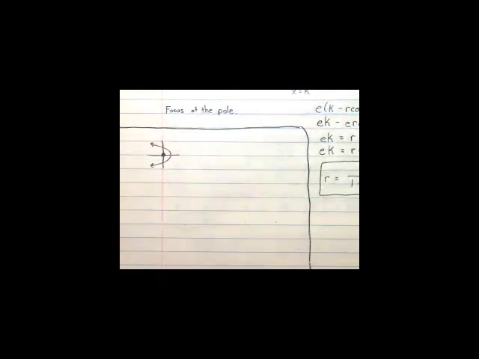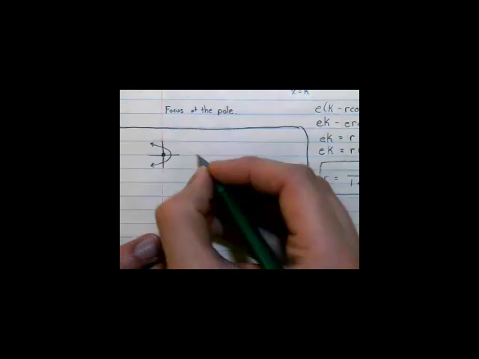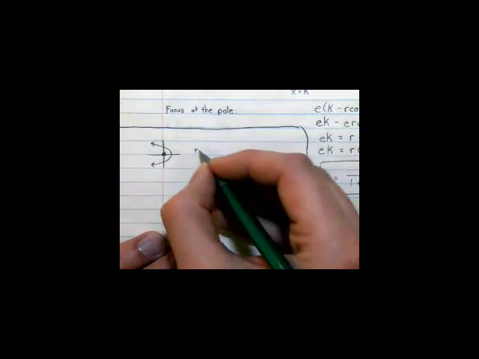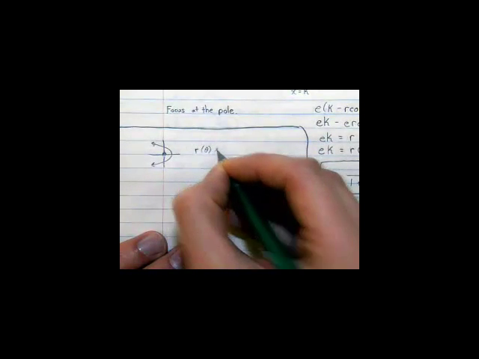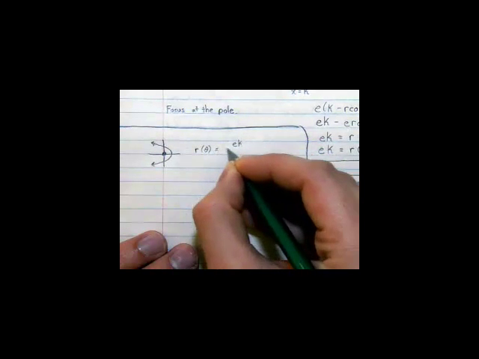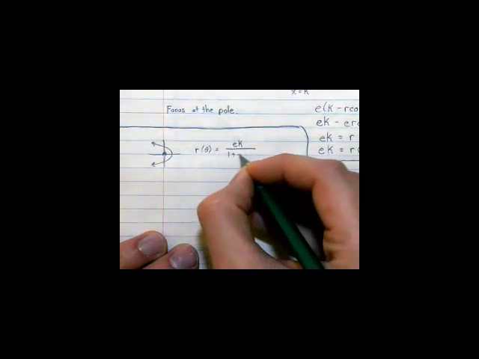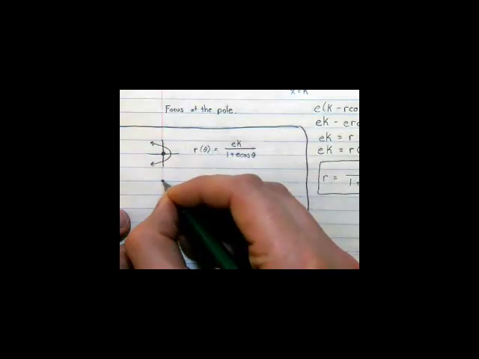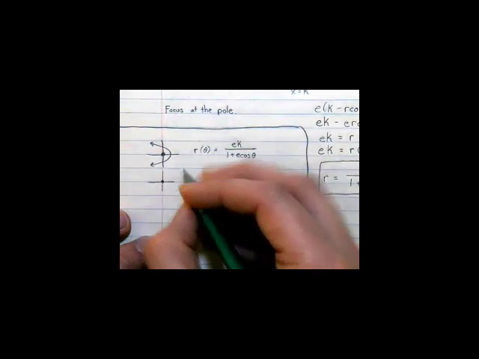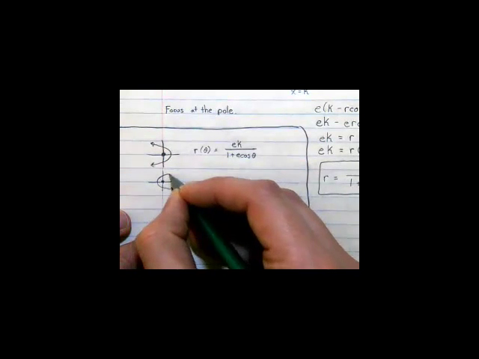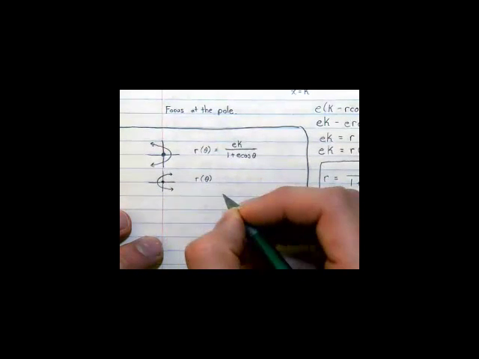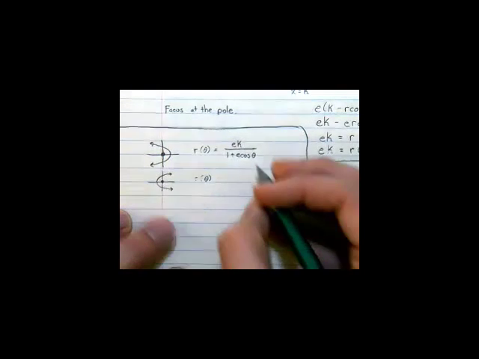I'm going to lay out all the different orientations and how the equation changes, just so we don't have to derive it 3 more times. So here's the one we already did. I'm going to get a little more technical here. It's r of theta equals ek over 1 plus e cosine theta. That's the one we just did. Now if the conic goes around the pole to the right, how is this equation going to change? It's going to be a minus cosine instead of a plus cosine. That's it. Otherwise, it's the same.